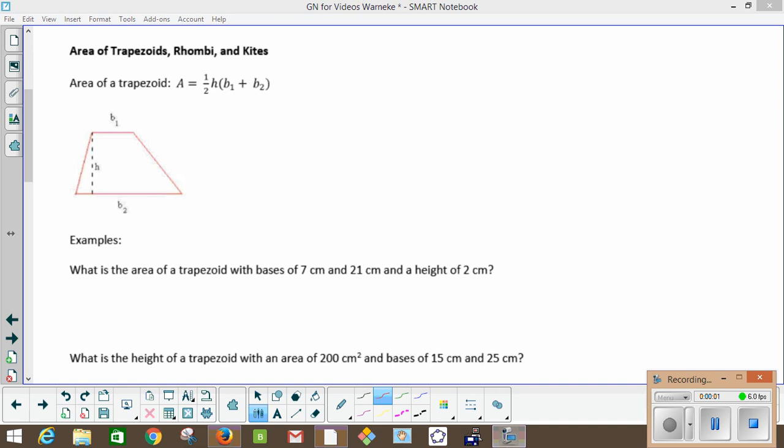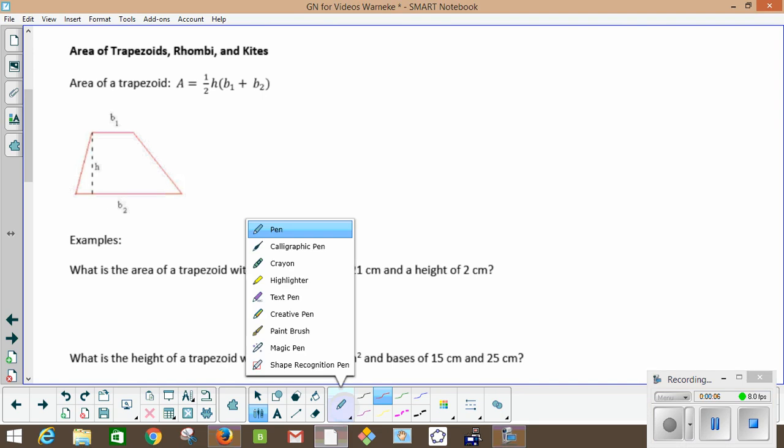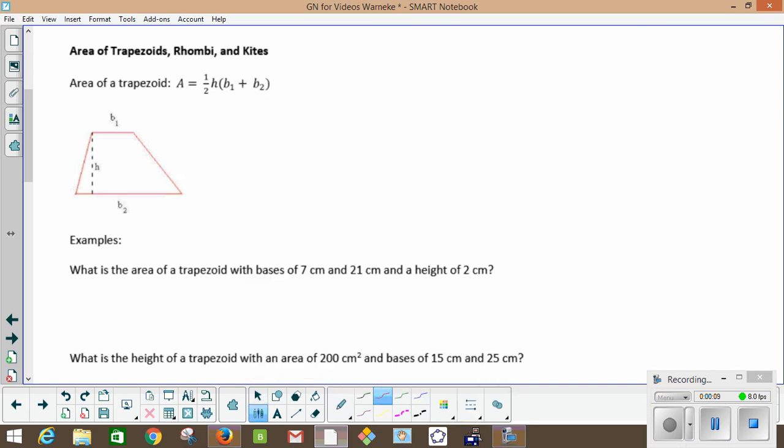Section 1, Video 3, Area of Trapezoids, Rhombi, and Kites. We'll start with the area of a trapezoid.